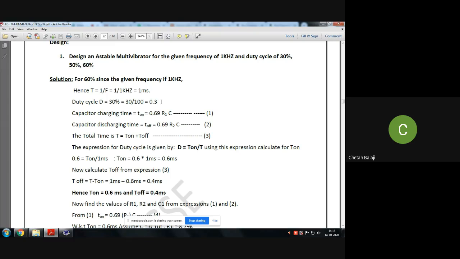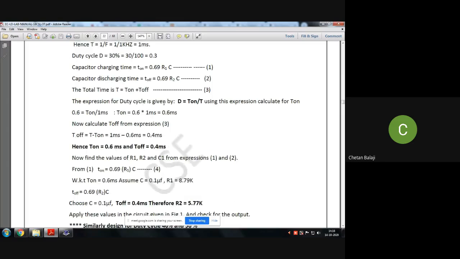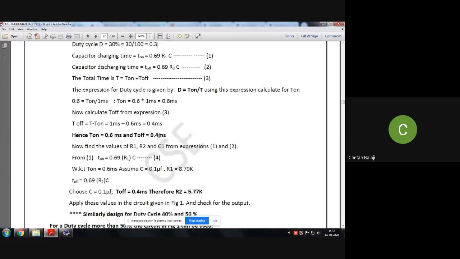Okay, next equation number 1, equation number 2. No need to write down now. Okay, take up this line.